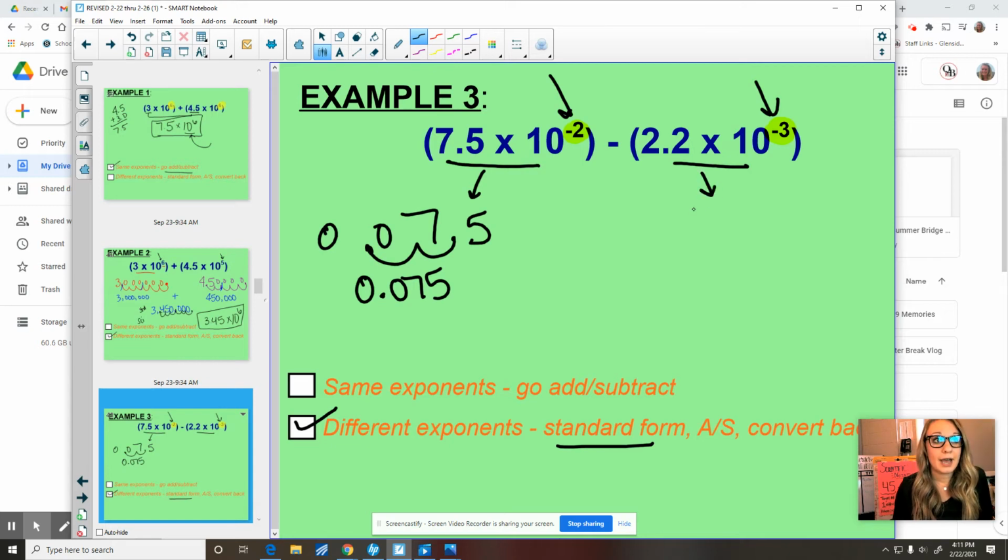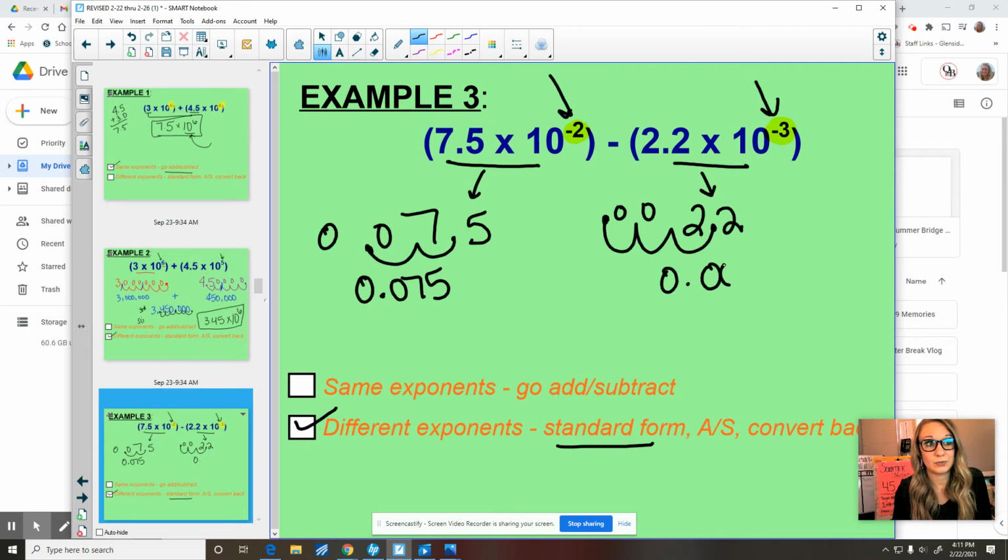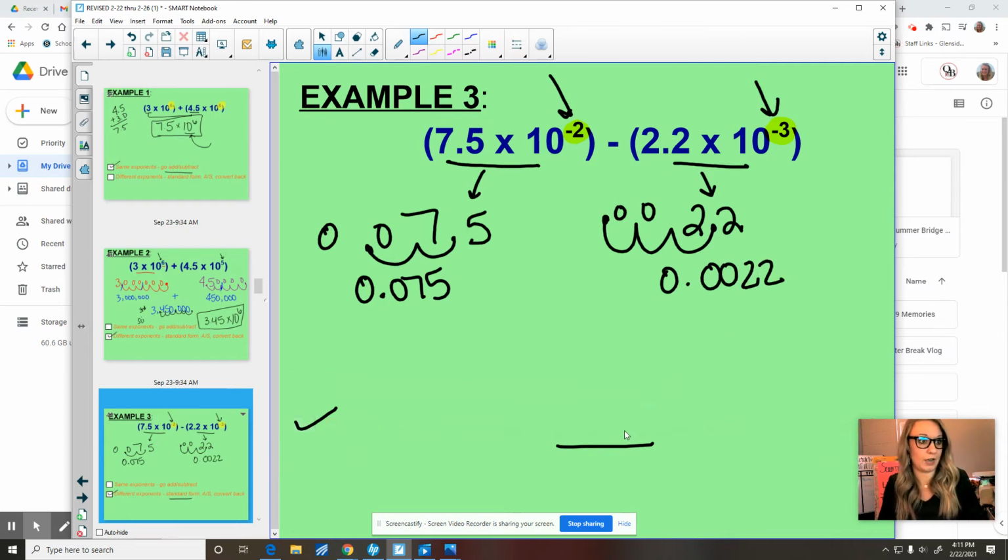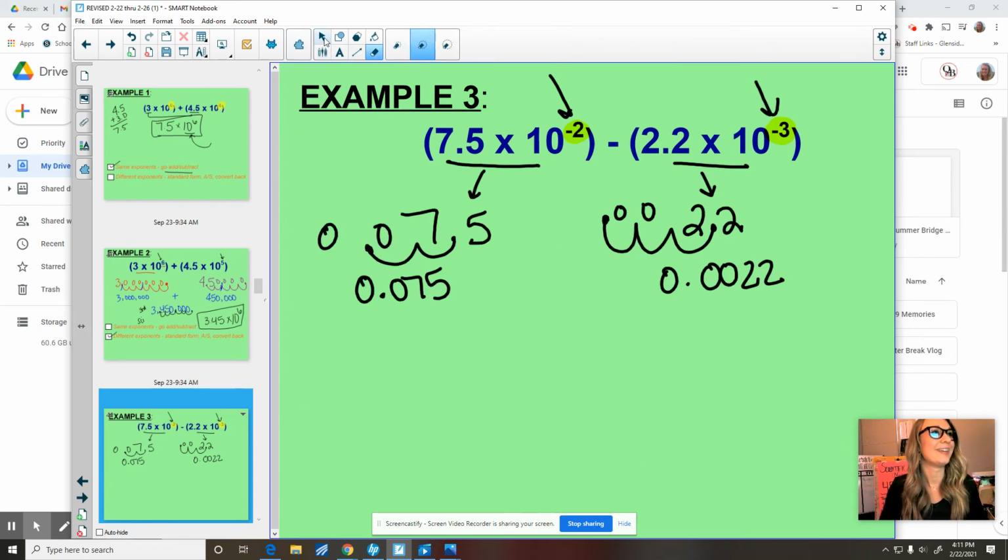Over here, I've got 2.2 times 10 to the 3rd. Take my decimal, go 1, 2, 3, and my number is 0.0022. Okay, I'm going to delete this just for now. I mean, I know you don't care, but I'm talking to myself.